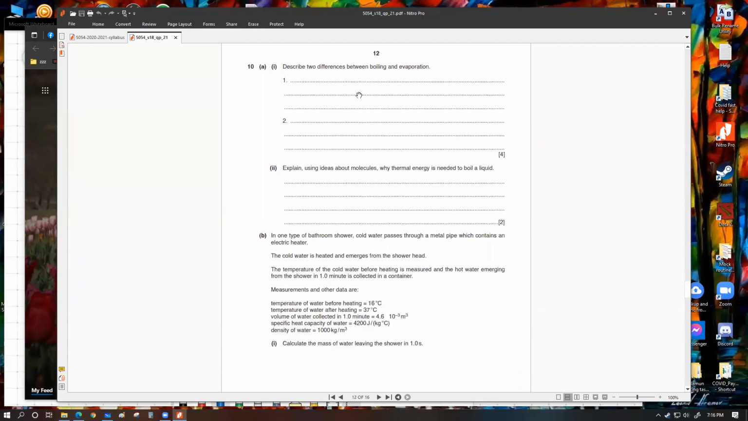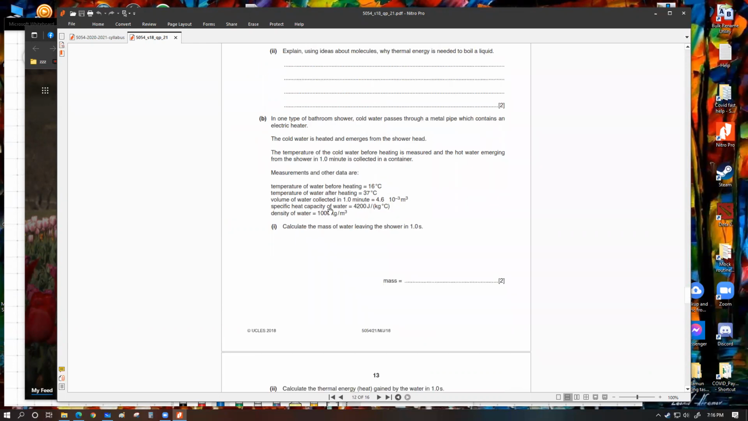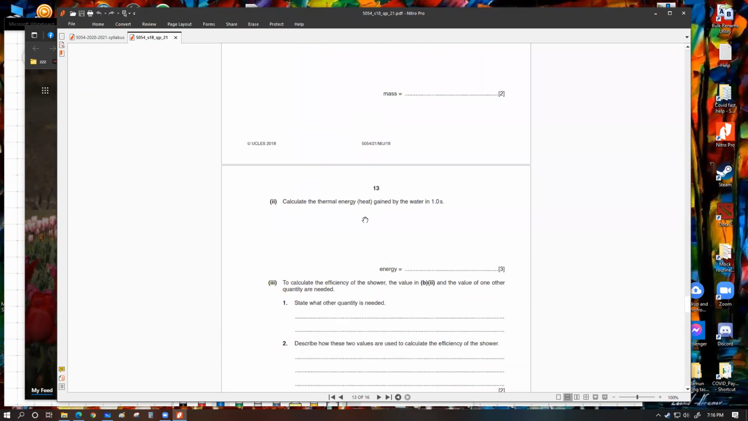The second question, number 10, is from the heat chapter. Describe 2 differences between boiling and evaporation. So you have to approach this question. Then we have a pretty huge calculation for the heat capacity.